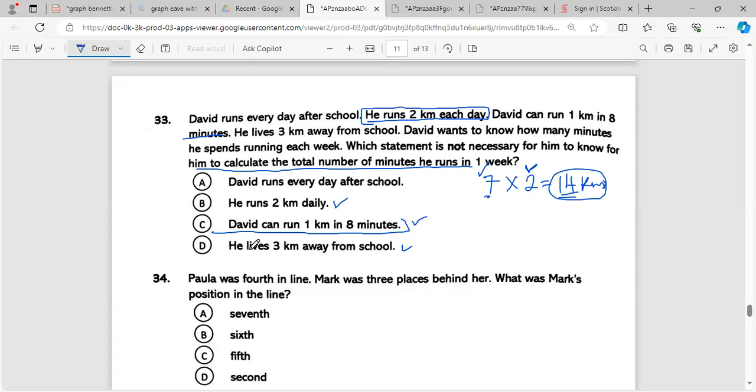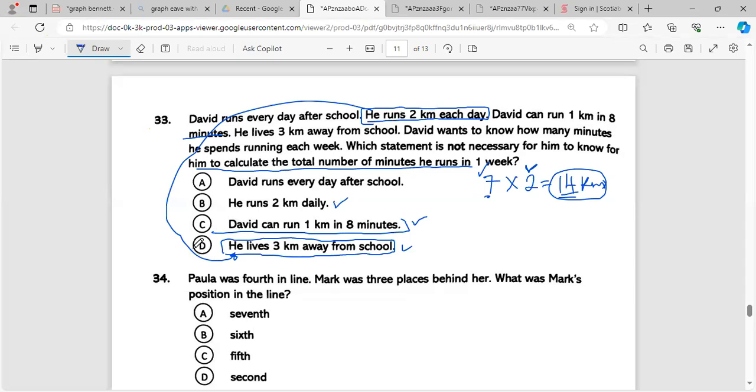Because guess why? They already told us that he runs 2 kilometers per day. So it doesn't matter how far he is from the school. They're saying that he only runs 2 kilometers. They gave us that. So this becomes null and void, because obviously he could walk for 1 of the kilometers and then run for the 2. Everybody see that? Because they give us that. They say he runs 2 kilometers each day.